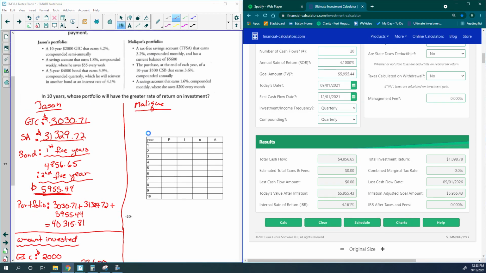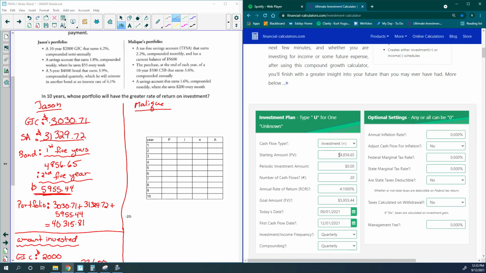So to start with, for Malik, we have a tax-free savings account that earns 2.2% compounded monthly and a current balance of $5,600. So my starting amount is 5,600. We're not making regular payments, so that stays zero. This is compounded monthly, so that's 12 times a year for 10 years. 12 times 10 is 120, so the number of cash flows is 120. The interest rate is 2.2. The goal amount is unknown.